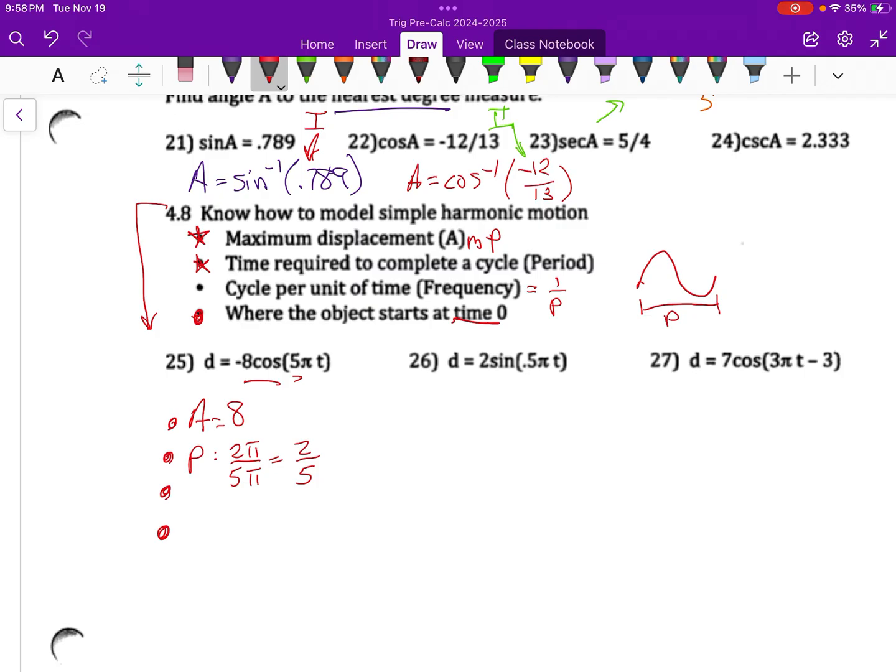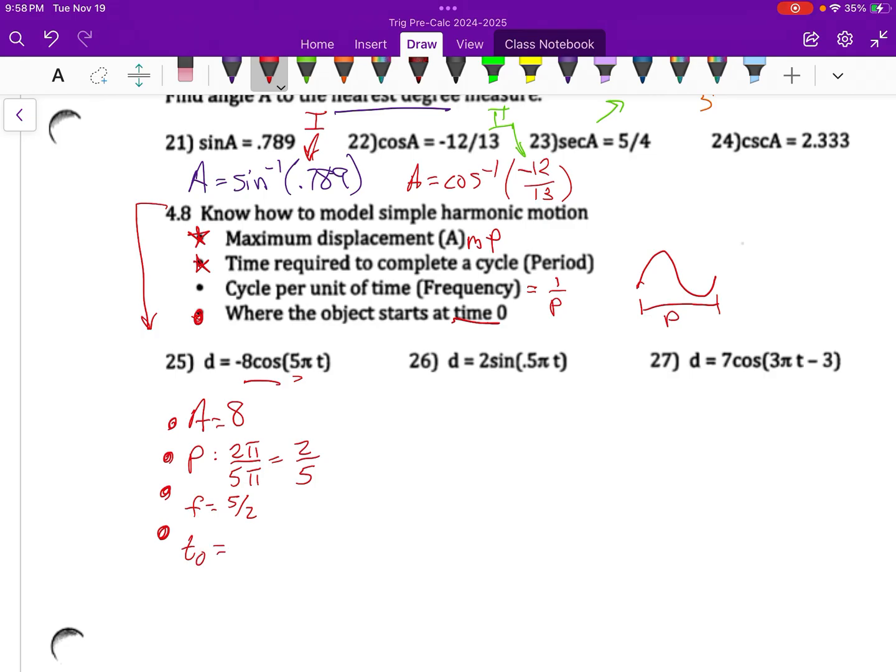That's your period. Your frequency in this case is just going to take that 2/5 and turn it over, because it's going to take that much time, 5 halves, to get through 1 unit of time. You're going to have 5 halves of the graph happen. You're going to get 2.5 waves. And then the last one down here is where should you start it at time 0?